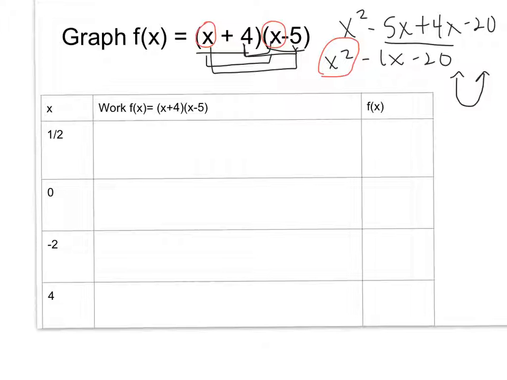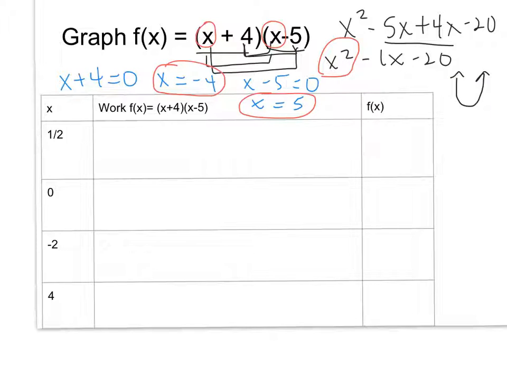So my first step of doing this particular problem is going to be to find the zeros. So I'm going to find the zeros here by taking x plus 4 and setting it equal to 0. That will give me x equals negative 4. Then I'm going to take x minus 5 and set it equal to 0, and I end up with x equals 5. And so my two zeros for my particular graph, and those will be the first points that I'm going to plot, are x equals negative 4 and x equals 5.